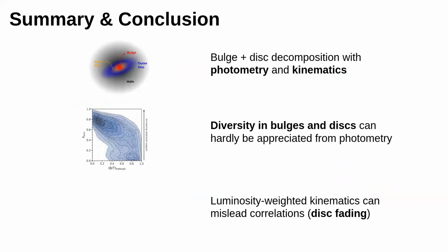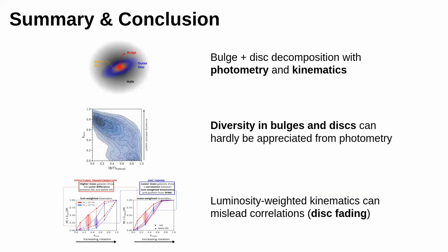So these are my conclusions. Basically, we created a new approach to model consistently the brightness properties as well as the kinematics of galaxies. And we use that to review the mass budget of galaxies.